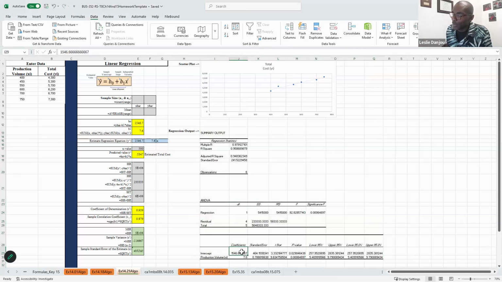All right, here's your B0. Here's your B1. Here is your test statistic. Here is your overall p-value. All right. So once again, is this number less than 0.05? Yes. So I would say that my production volume does affect my total cost. All right. Let's go into this.